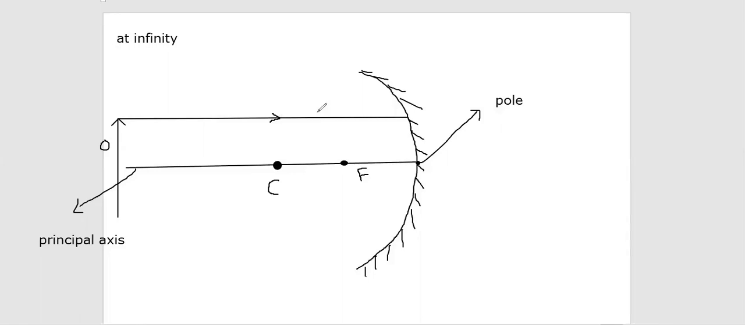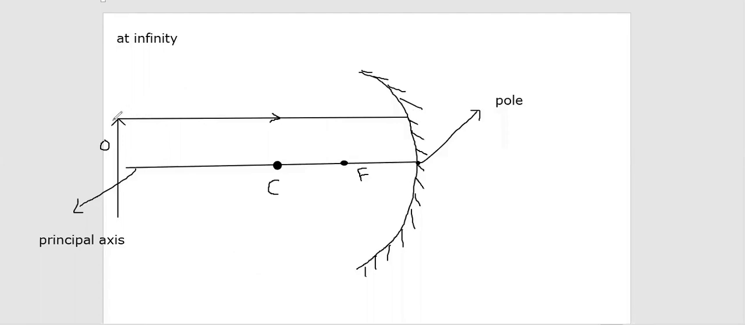In that first rule you have learned, if a ray of light is parallel to the principal axis, after reflection it will pass through the focus. Okay, you have learned this first rule, right? So we will be using the same rule here.